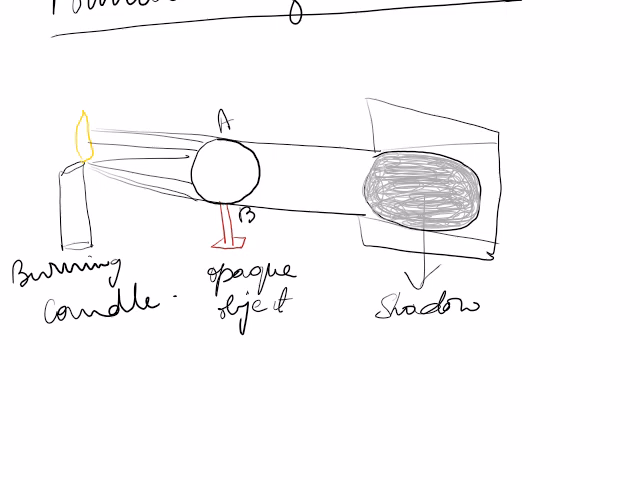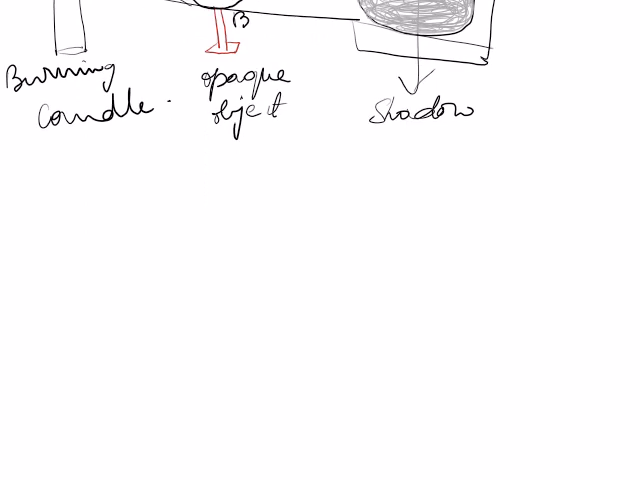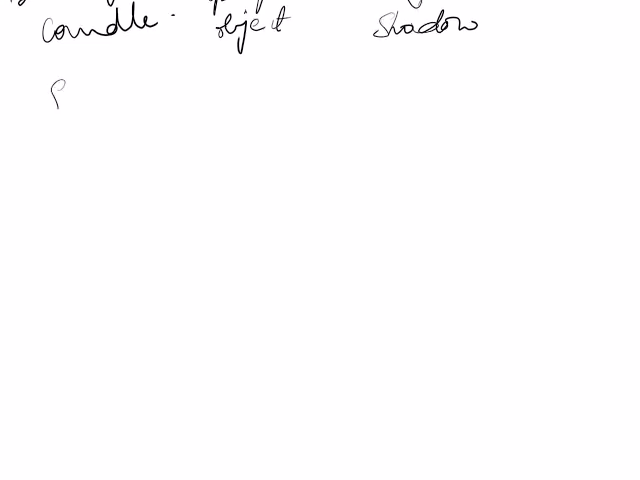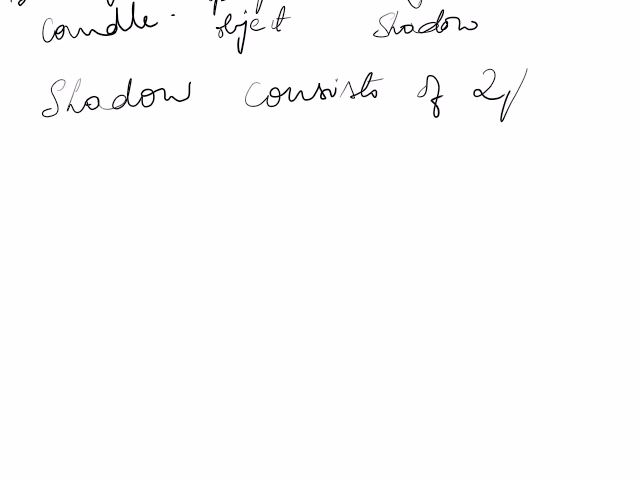Now the shadow again has two parts. Shadow consists of two parts. Now what are they? Umbra and penumbra.